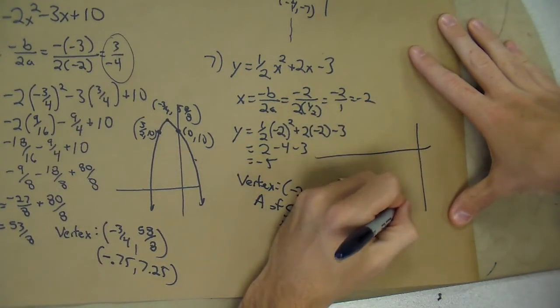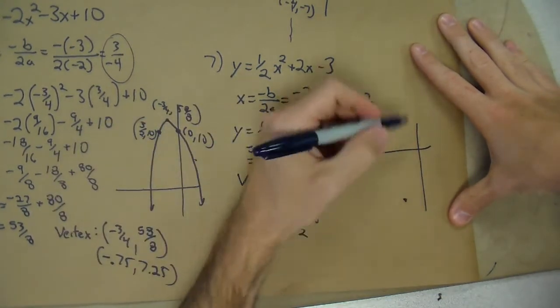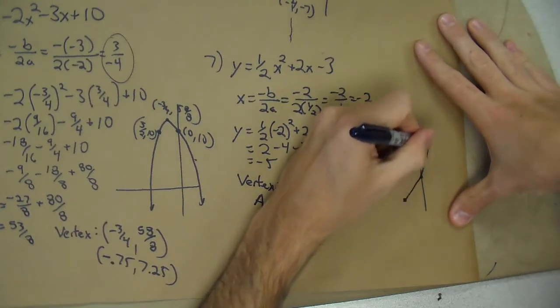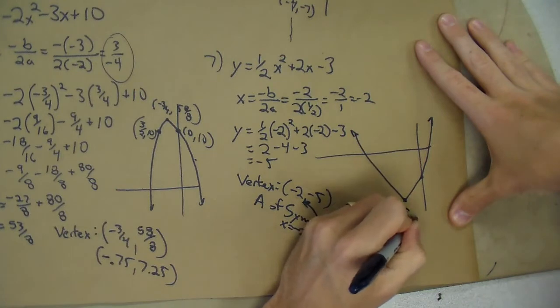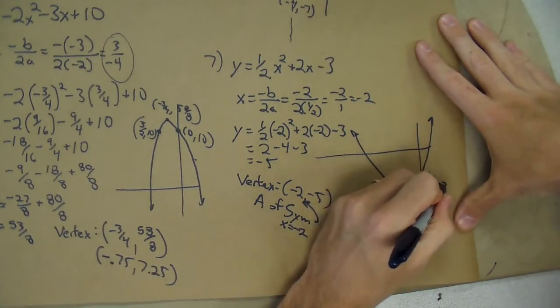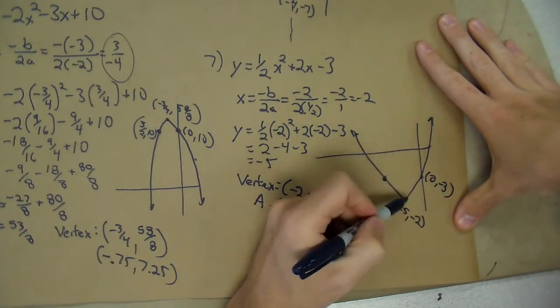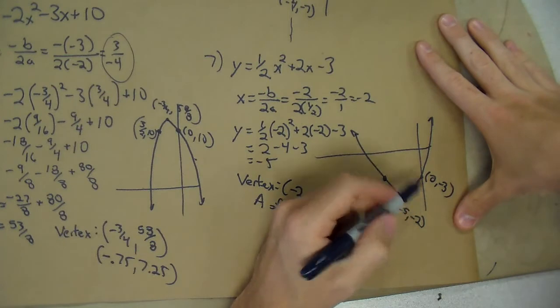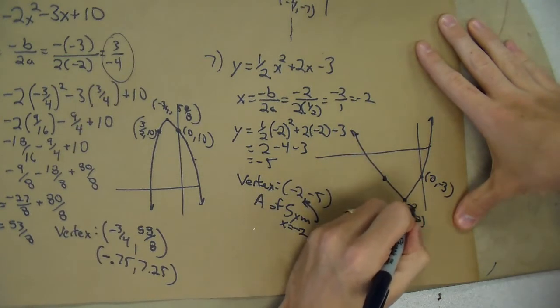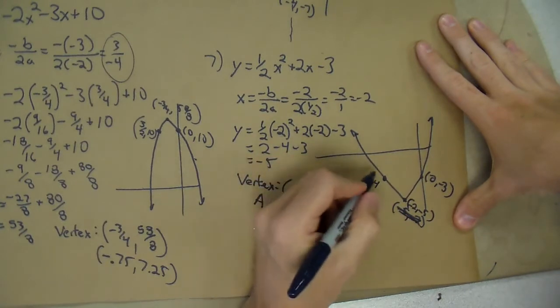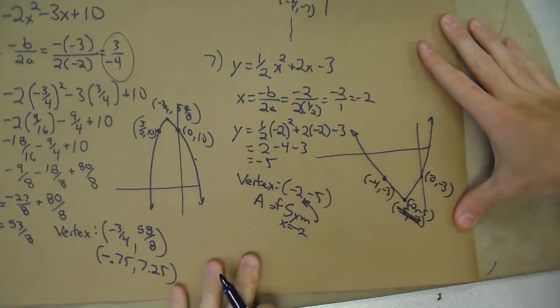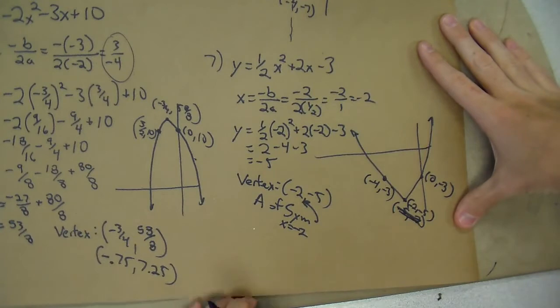So negative 2, negative 5 puts us here. It's a 1/2. It's going up, and it goes through negative 3. So we could also throw a point over here. We went over 2, so it'd be another 2, and that would be our other point.